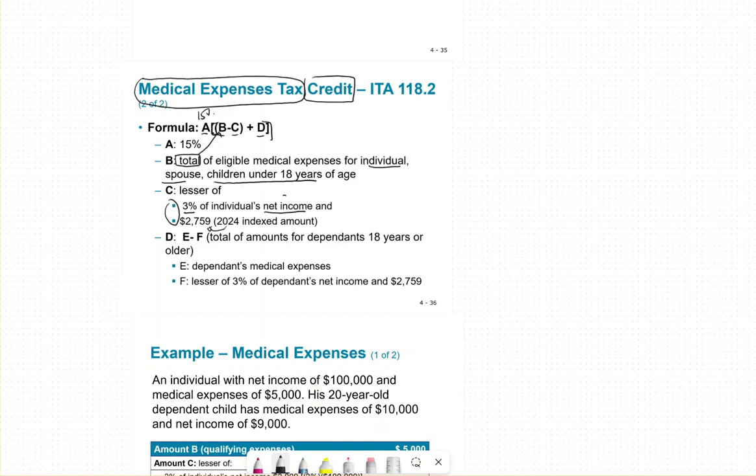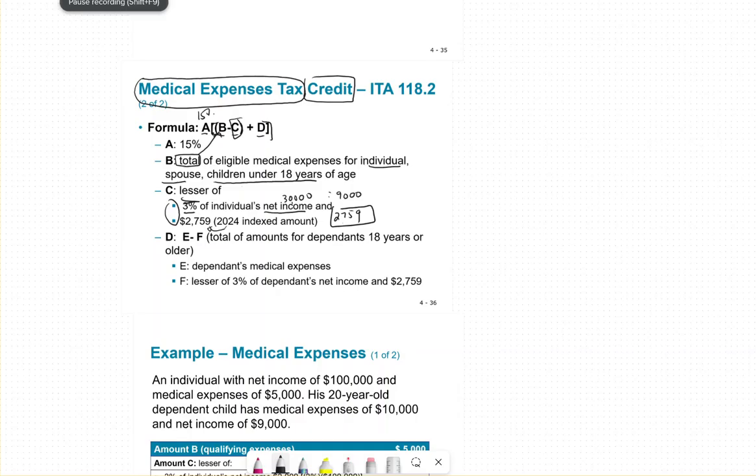If my net income, let's say, is $30,000, I multiply 30,000 by 3%, and it will be my 900. The index says it is 2759, and I take the lesser, that will be your C. So the total benefit is your B. C is the lesser of these two numbers.